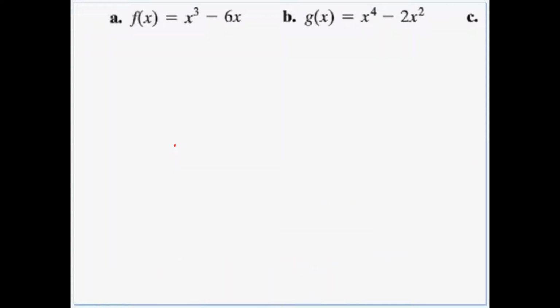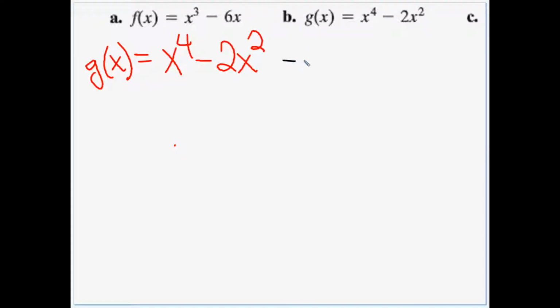Letter B. g of x is x to the fourth minus 2x squared. And then right across from it, I'm going to write its negation, negative g of x. So I'm going to switch both of these signs. Now it's a negative x to the fourth, and it's a plus 2x squared.